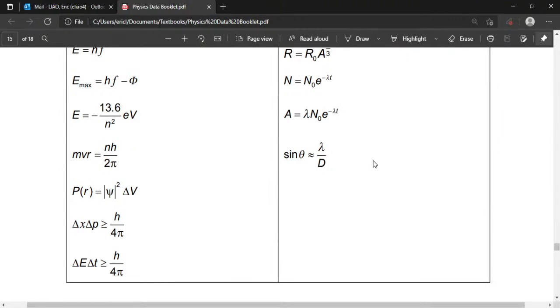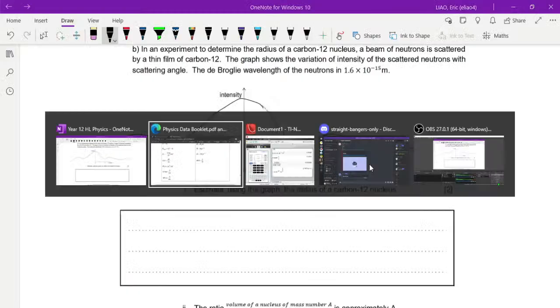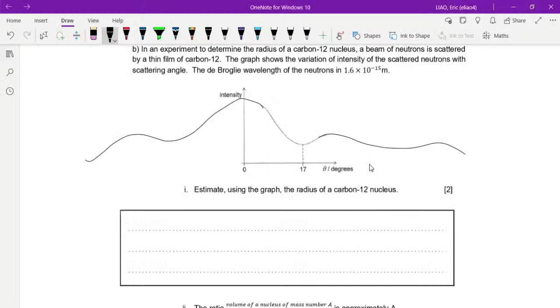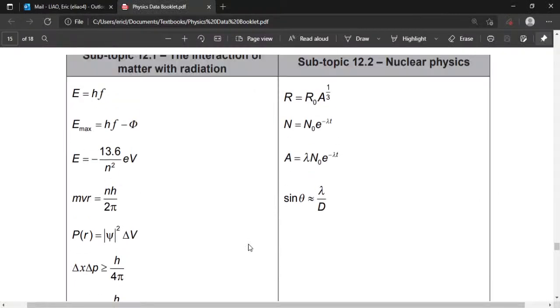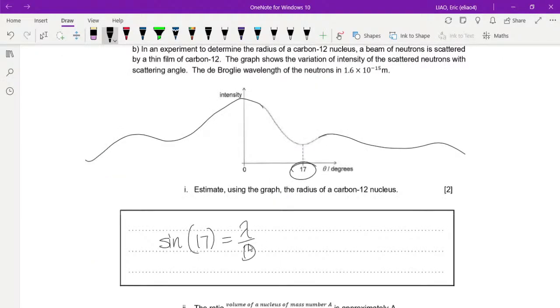Sine theta is kind of equal to lambda over d. Do we have lambda? I guess. Is this d the right d though? Yes, it will have to suffice. So this will give us the diameter, I'm guessing. So we'll just divide that by 2. So 2r.